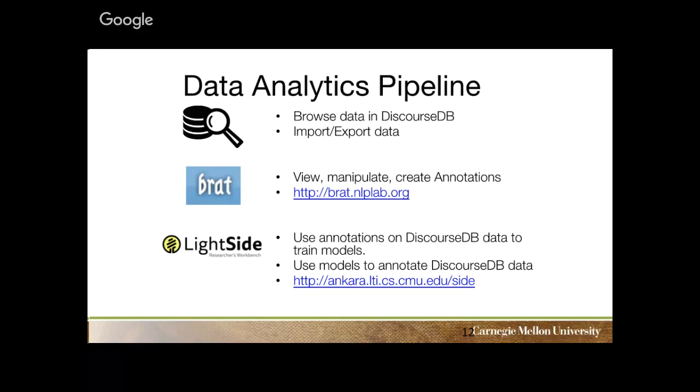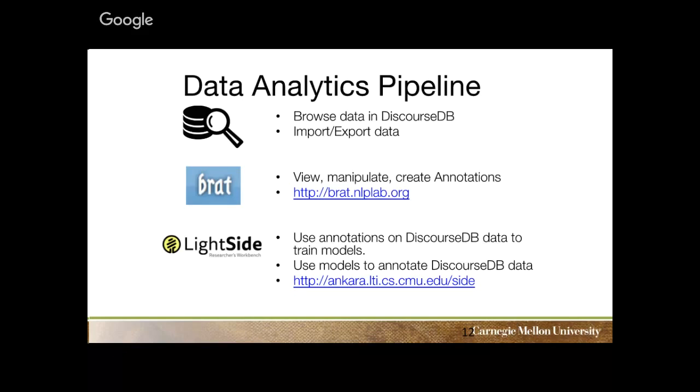We have a tool bench called LightSide, also open source, that's also connected up to Discourse DB. So after you've annotated some data, you can extract it in the format that can be input to the LightSide toolbench, and then go through the process of building models to automate the application of those codes. Then you can extract more data that hasn't been annotated yet from Discourse DB, use the LightSide models that you have trained to assign those labels, and then import them back into Discourse DB.